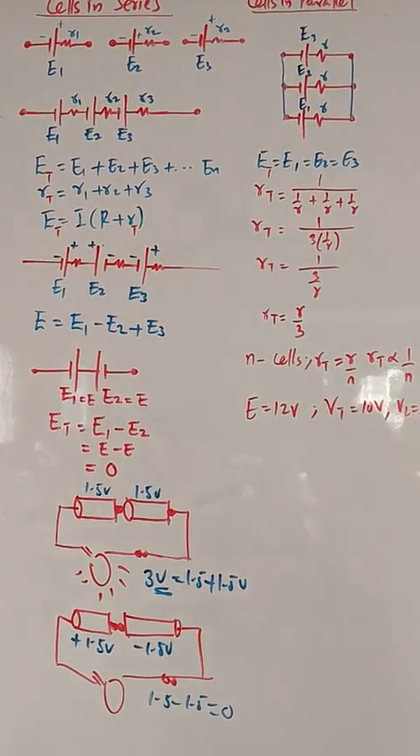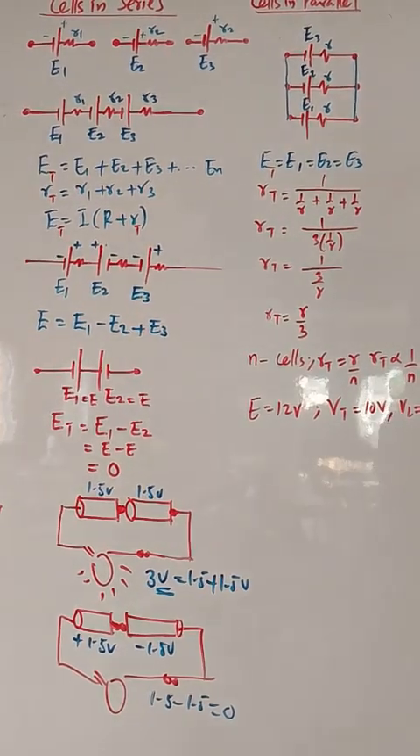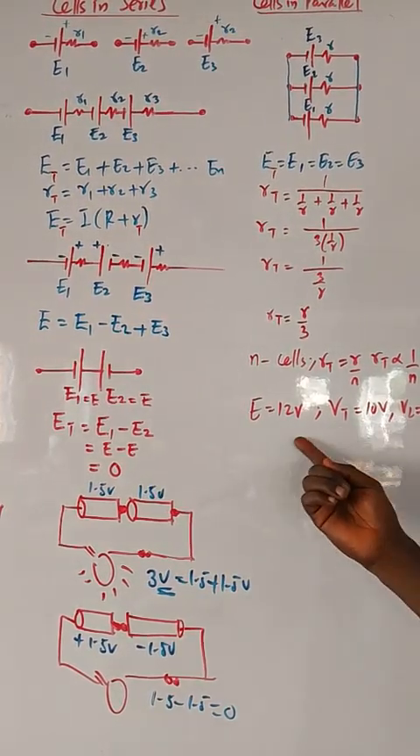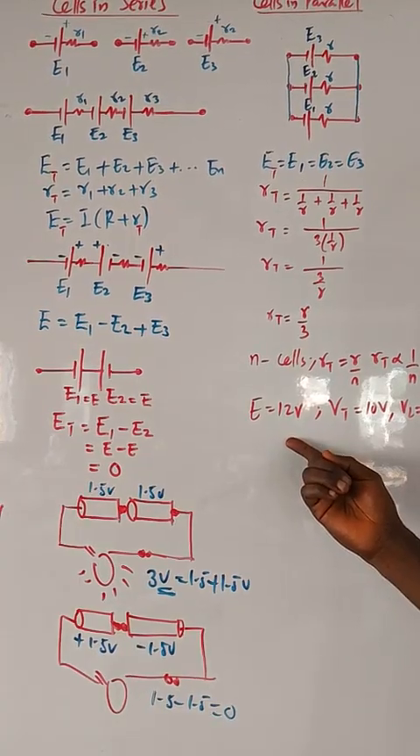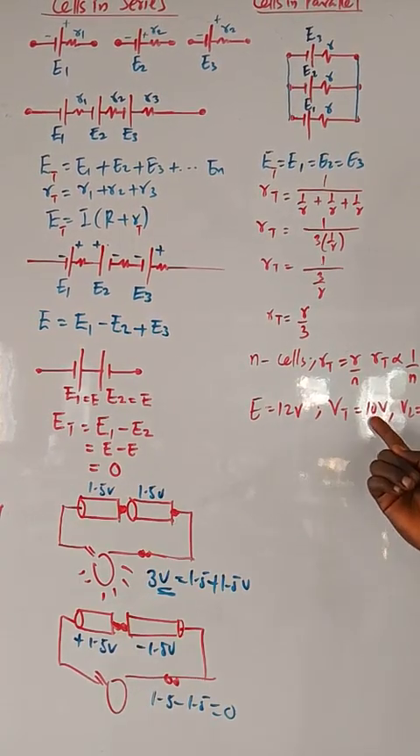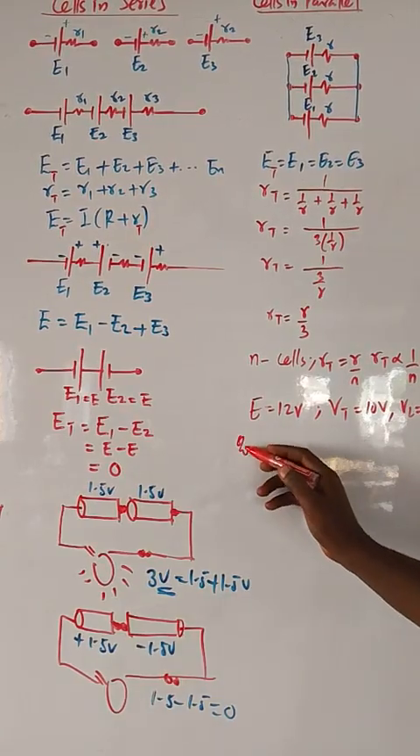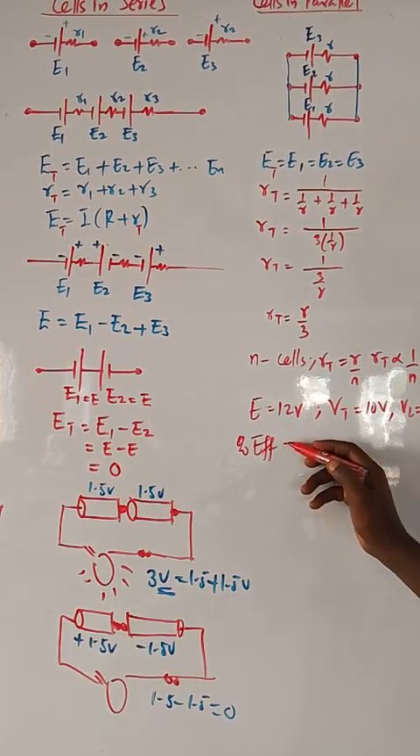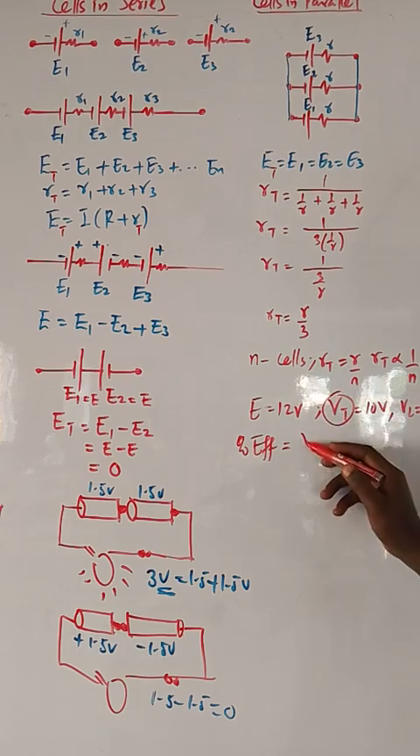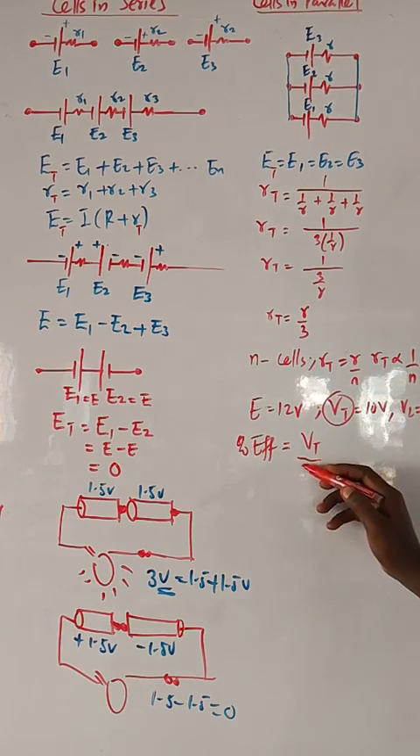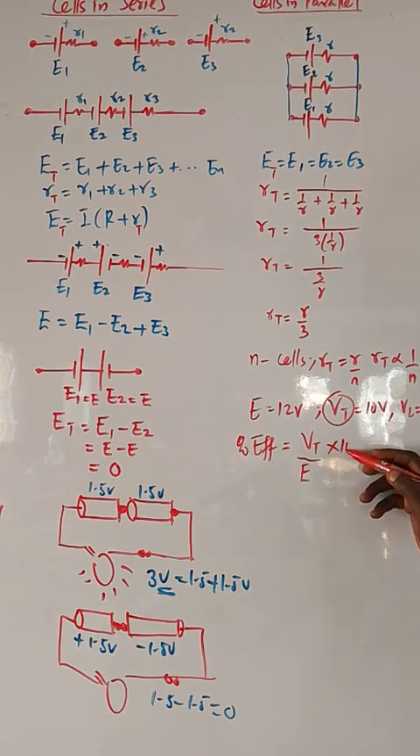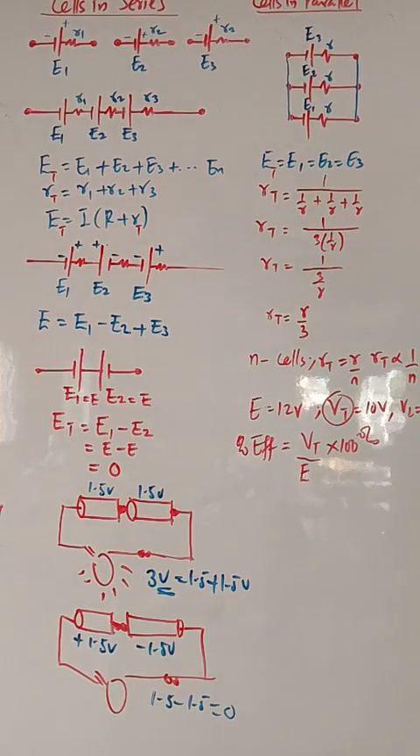So how do we calculate the efficiency? The efficiency is output over what? Original. This is what it is meant to give out, and this is what it is giving out. So out of 12, it's giving out 10. So you can say the efficiency of the cell in percentage equals what it is supplying over what it's meant to supply, times 100%. That's the efficiency of the cell.